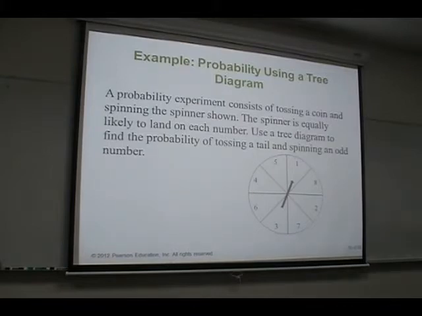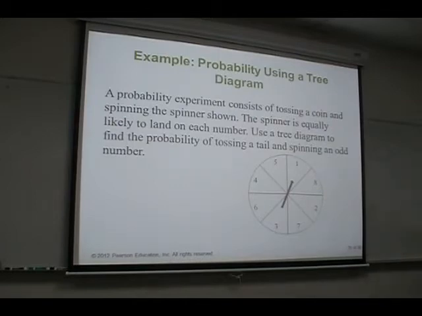Okay, let's look at this one. It says the probability experiment consists of tossing a coin and spinning the spinner shown. So they're going to flip a coin and then use the spinner. The spinner is equally likely to land on each number. In other words, it's a fair spinner. Use a tree diagram to find the probability of tossing a tail and spinning an odd number.